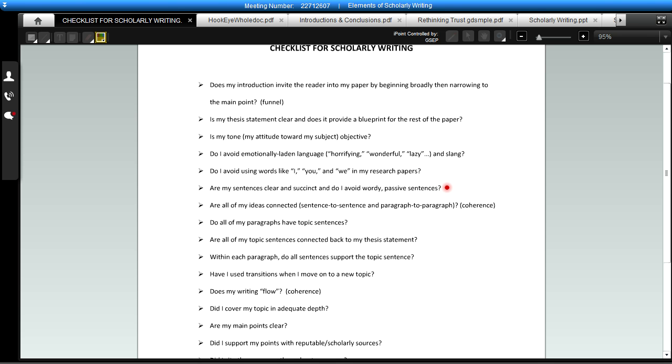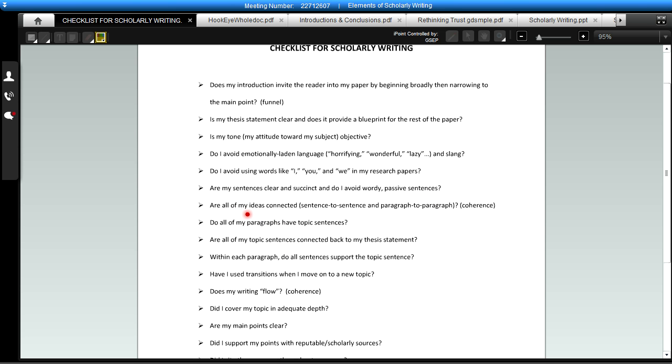But I would recommend having a thesaurus on hand. Now I think in Microsoft Word you can do it right in the paper as you're writing. You can check for synonyms and things like that. You want to avoid contractions unless otherwise directed by your instructor. You want to avoid I, you, and we, especially in research papers. Avoiding wordy and passive sentences, things like that.